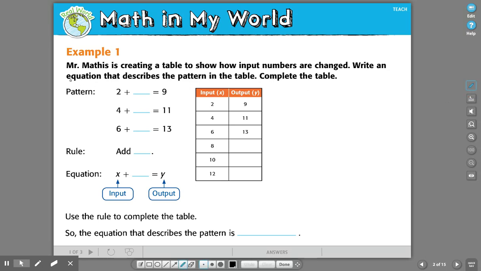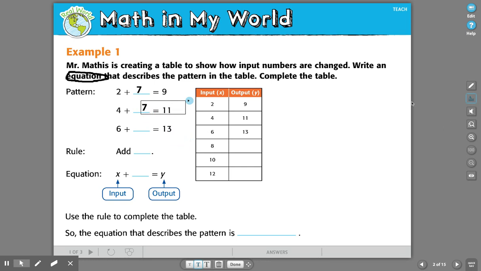Remember, an equation is like a number sentence. We have to tell what we're putting into the equation and what we're getting out. So if we look at our pattern, 2 plus what gets us to 9? 2 plus 7. Oops, let's scoot that over. 2 plus 7 equals 9. All right, we have to see if that pattern is going to hold true for all these other ones. So 4 plus what gets us to 11? 7, exactly. So let's put a 7 in there.